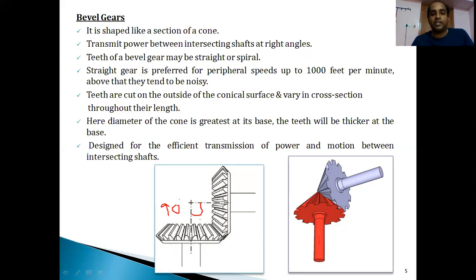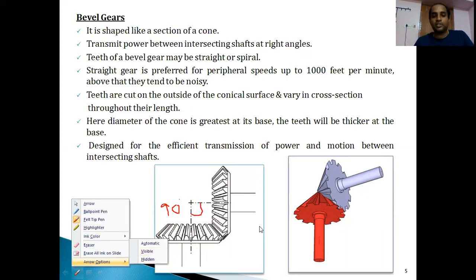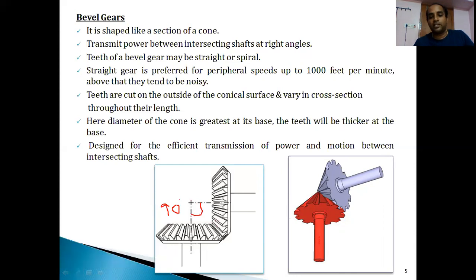In the bevel gear, you can say that it is used only when we have intersecting shafts at right angles to one another. This is the first important point. The second important point is, if you observe the design of this particular gear, it is like a conical shaped structure.